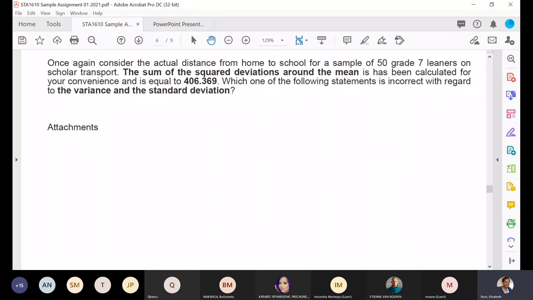Okay, once again, on this one, they also gave us the sum of the squared deviation around the mean has been calculated. Regardless of whichever one, if we're using a sample, I'm going to assume that this is the mean minus the mean bar squared, because that's what they say. The sum of squared deviation around the mean is calculated, and we found that this is equal to 406.369. This is very important. We're going to use it to answer some of the questions, because the question says which one of the following statements is incorrect with regards to the variance and the standard deviation.